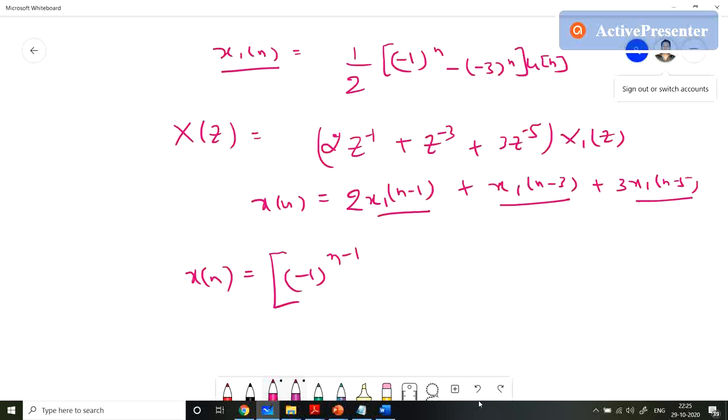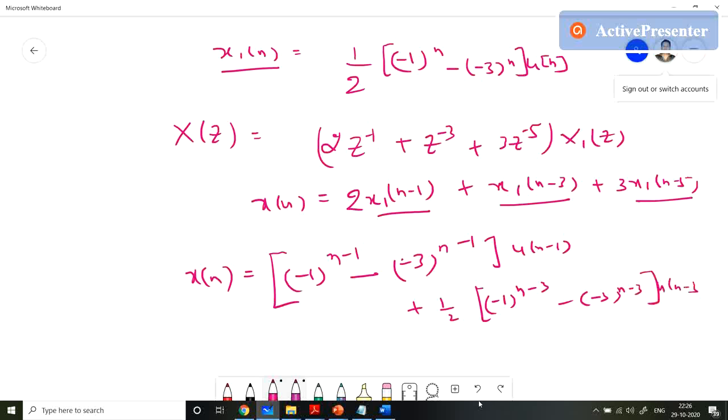So this is 1/2 ((-1)^(n-1) minus (-3)^(n-1)) u[n-1] plus 1/2 ((-1)^(n-3) minus (-3)^(n-3)) u[n-3] plus 3/2 ((-1)^(n-5) minus (-3)^(n-5)) u[n-5]. So this is our final answer.